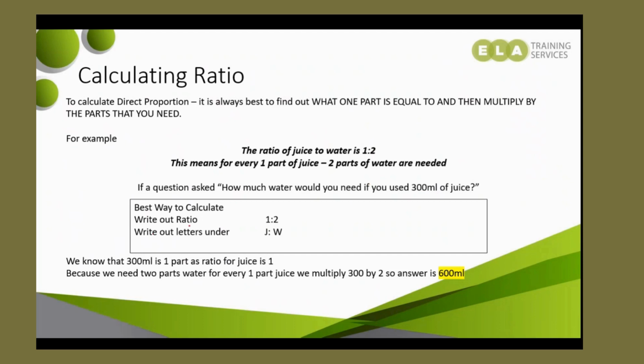So we write out the ratio, so 1 to 2, and write out the letters under to what each corresponds to. So 1 represents juice, 2 parts represents water. We know that 300 millilitres is 1 part as the ratio for juice is 1. So because we need 2 parts of water for every 1 part juice, we multiply 300 by 2, so the answer is 600. So for example, 300 is juice, water, we know is 2 parts, so we times that by 2, which gives us 600 millilitres.